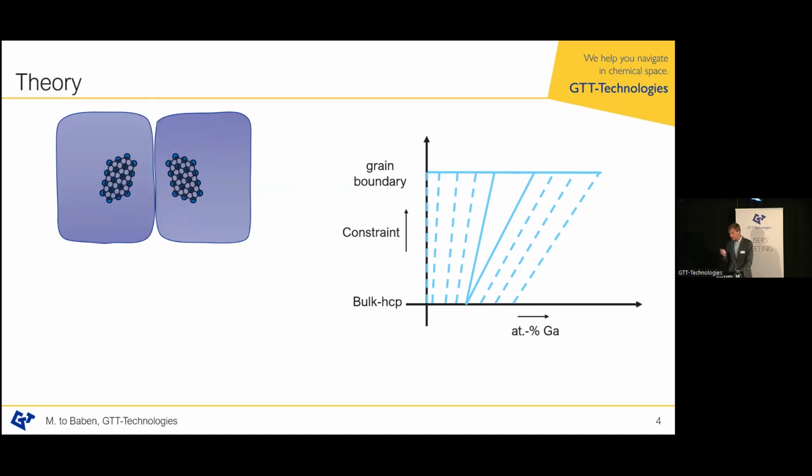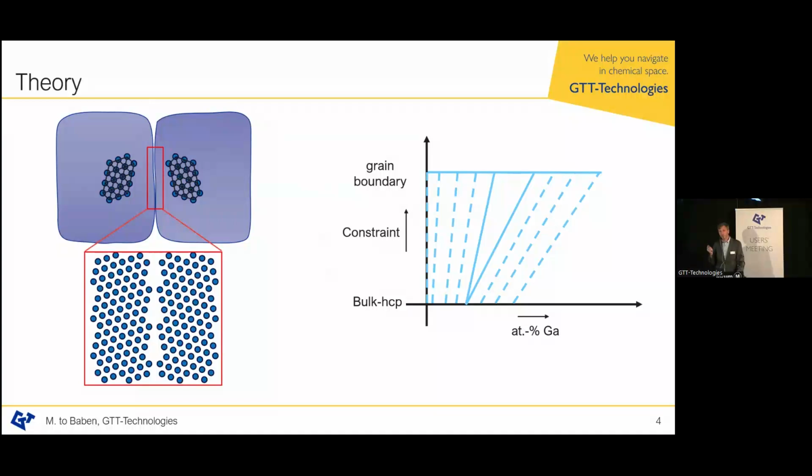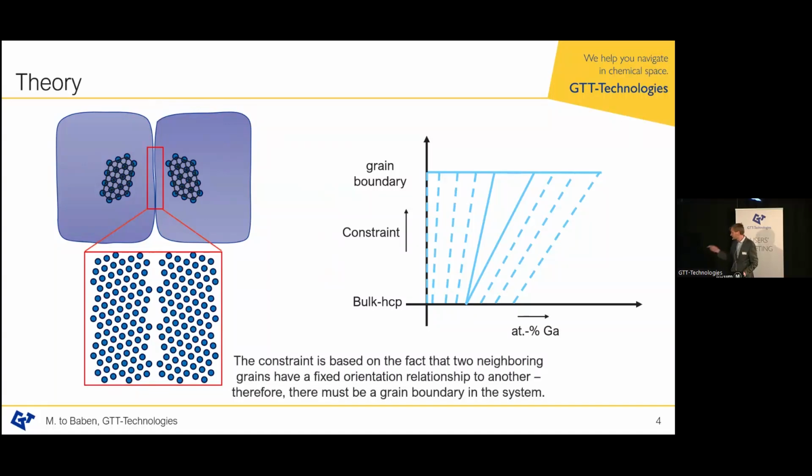So the fact that you must form a grain boundary because of the macroscopic orientation of your grains, this is the constraint. So the constraint is the fact that two neighboring grains have a fixed orientation relationship to one another, and therefore there must be a grain boundary in between.